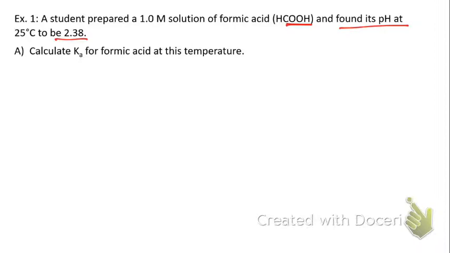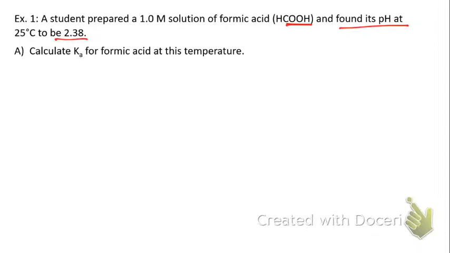When a pH is given of a weak acid, it is the pH at which the weak acid is at equilibrium. That's very important to note. So the pH here, since this is a weak acid, is the pH at equilibrium. So let's go ahead and start with a chemical equation.